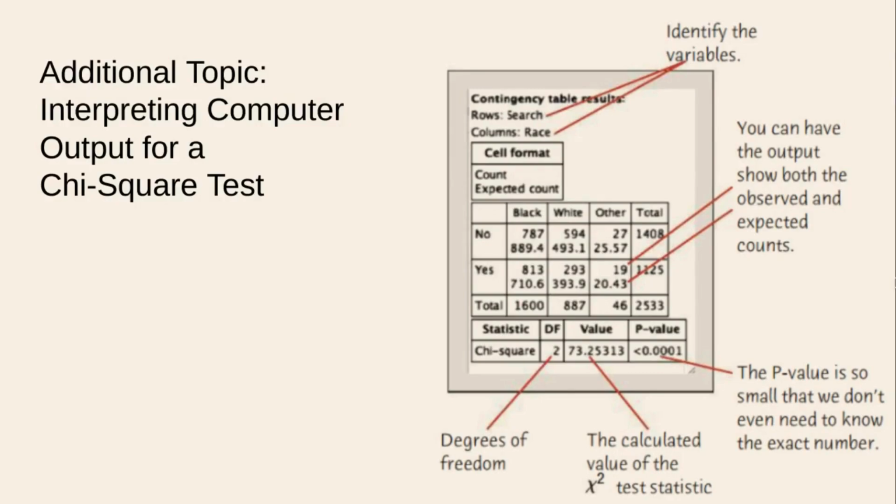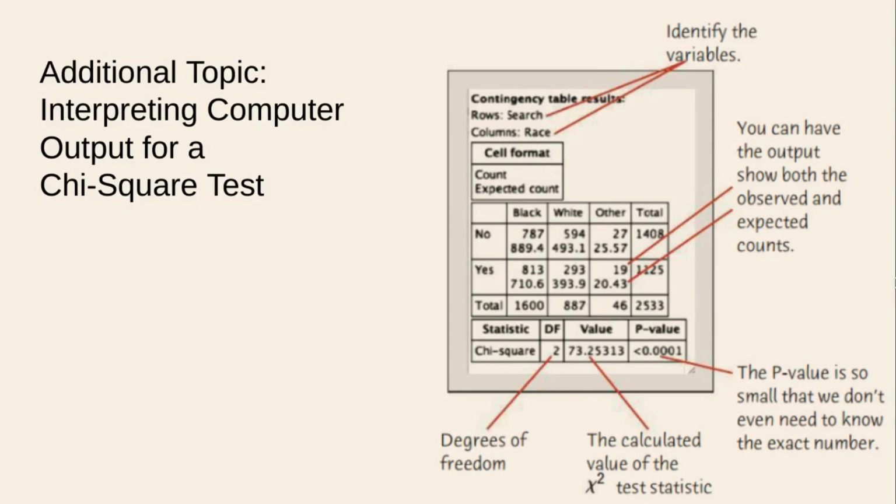One last thing, I just want to talk about what computer output might look like for a chi-square test. This is a screenshot from your textbook. This is a study about police car searches, and how that variable is related to the race of the person driving the car. You can see this study in chapter 25 in your textbook.